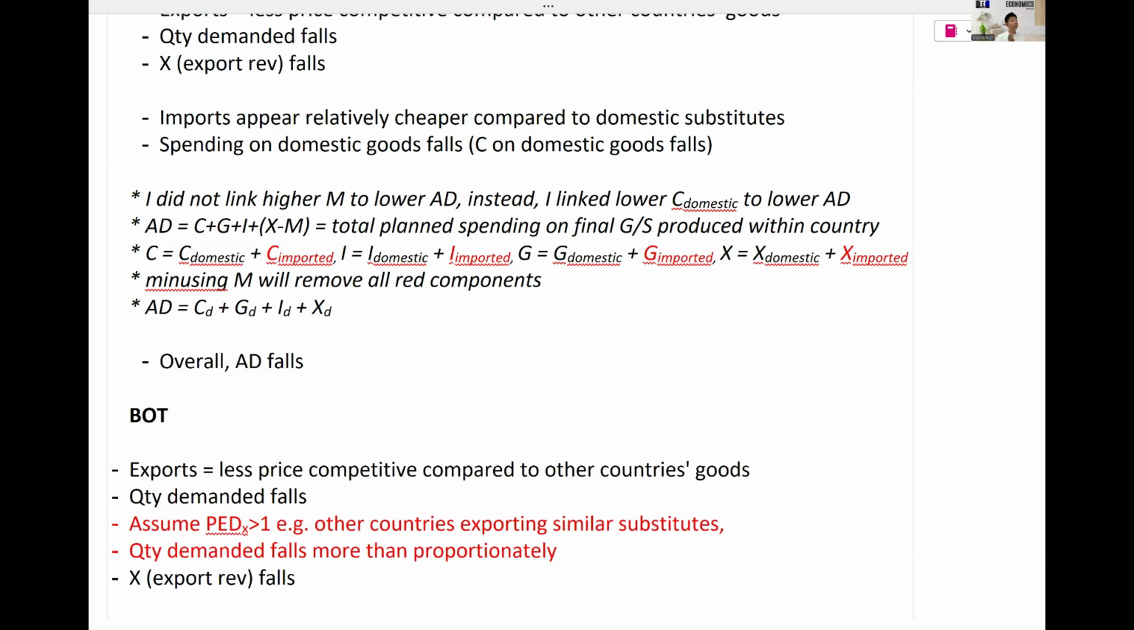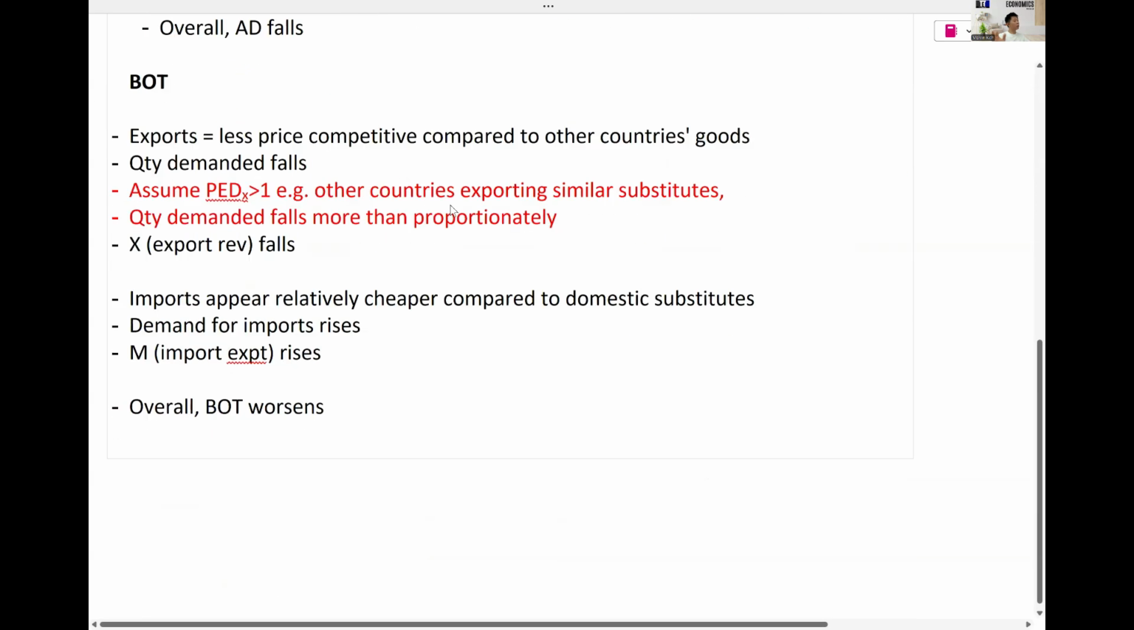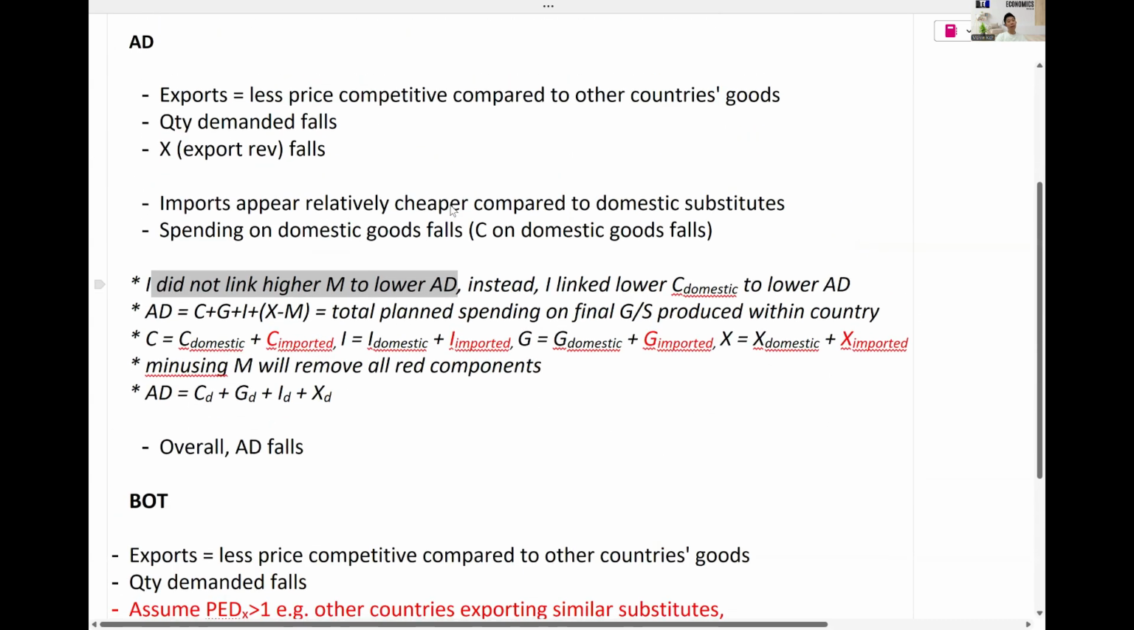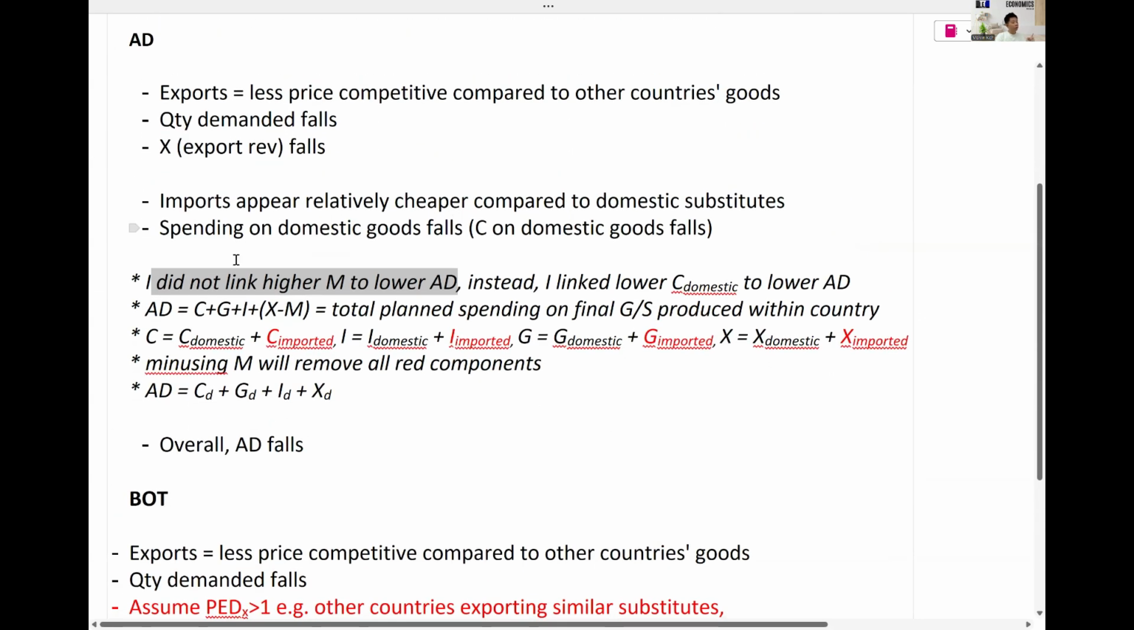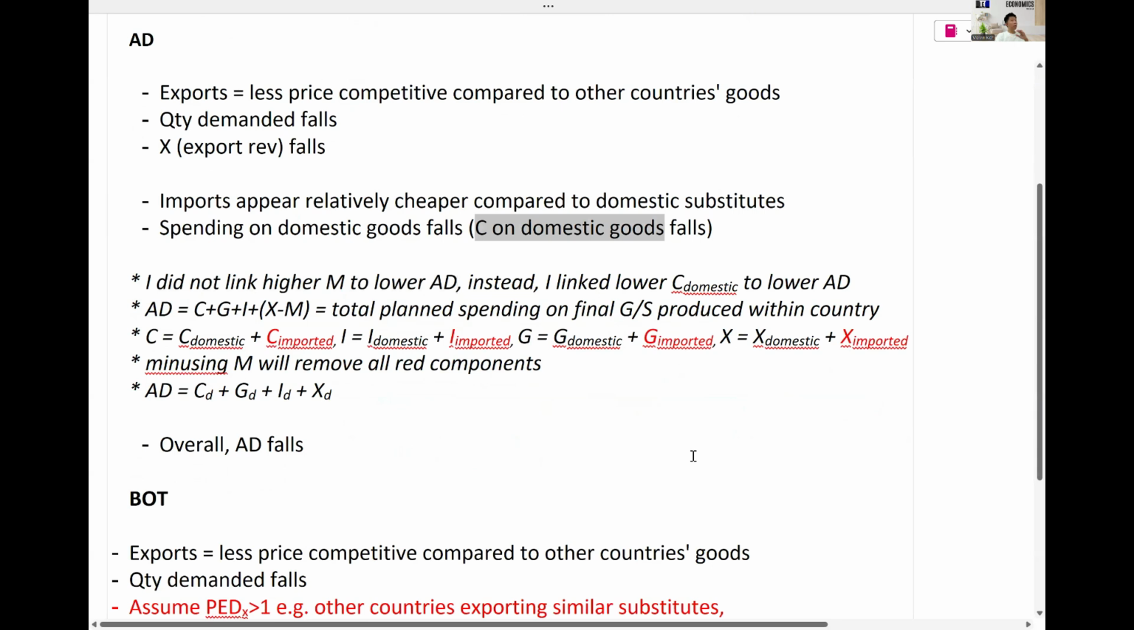And I have seen exam scripts where students do this. And the teacher will circle. M does not affect AD directly. So if you are trying to explain as part of BOT, no problem, because BOT is X minus M. But if you're trying to explain as part of AD, I prefer to link it through this one. So this is my side of the story. You all can check against your notes, tutorials, how your school explains it. Okay?